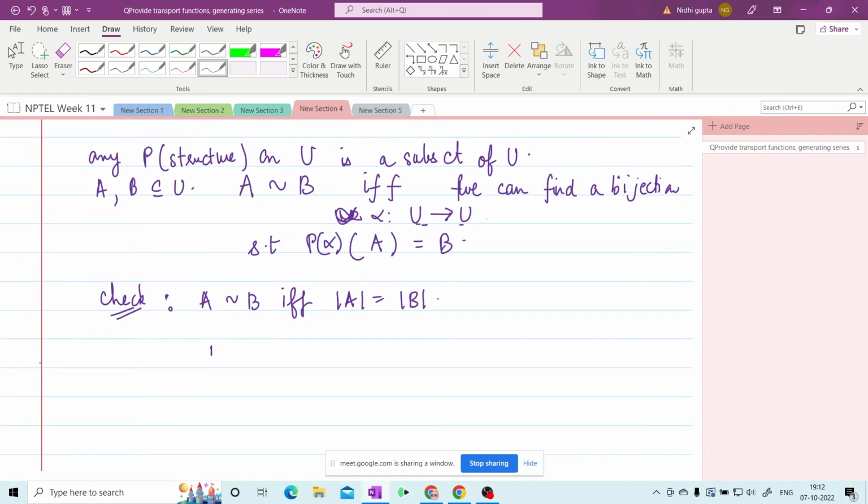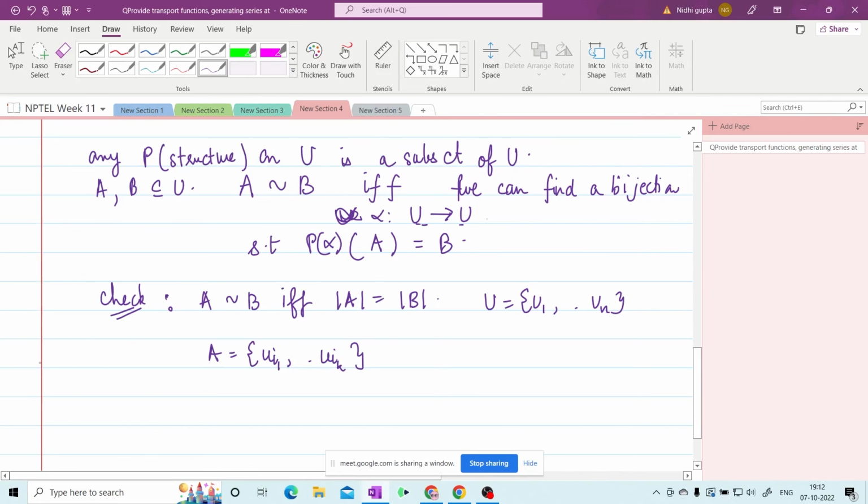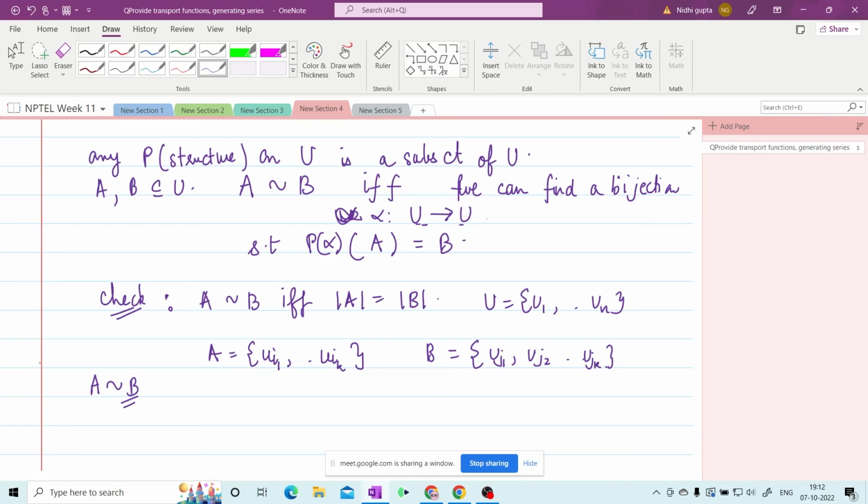Because suppose our U is {U1, ..., UN} and A is a subset of U, say {U_I1, ..., U_IK}, and B is another K-element subset, say {U_J1, U_J2, ..., U_JK}. Now we are saying that A is related to B. So we should be able to construct a bijection from U which sends A to B.